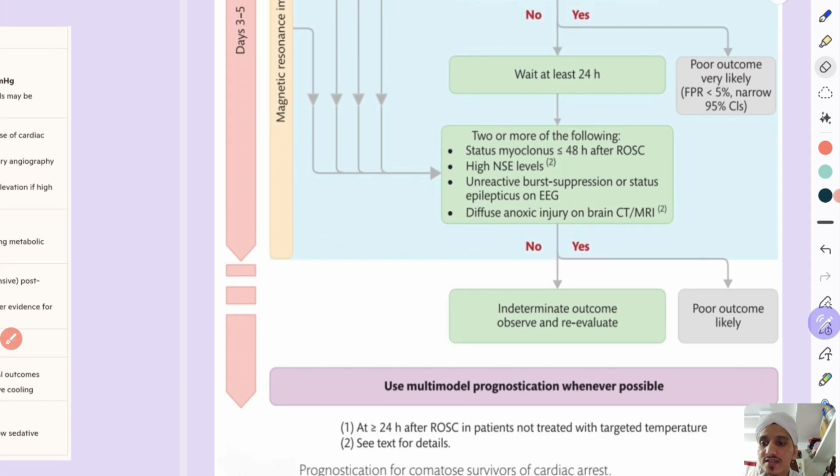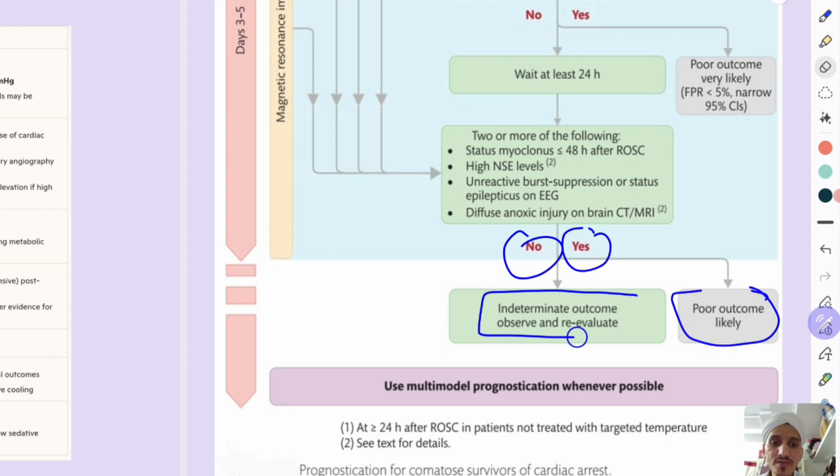If yes, then poor outcome likely. No, then indeterminate outcome, observe and reevaluate the patient. This is a multi-modal prognostication which is used to know the prognosis of the patient post cardiac arrest care, at 24, more than 12 after ROSC in patients not treated at target temperatures.